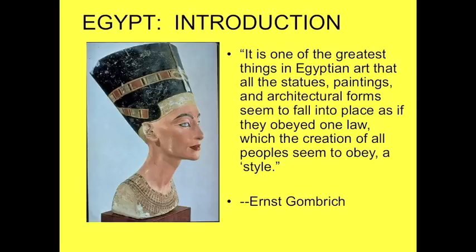But the first thing I'd like to do is call your attention to this quote by Ernst Gombrich, who is a great 20th century art historian. In looking at Egyptian art, he notices this: "It is one of the greatest things in Egyptian art that all the statues, paintings, and architectural forms seem to fall into place as if they obeyed one law, which the creation of all people seem to obey: a style." Now, Gombrich is talking about a period of over 3,000 years of an architecture following the same stylistic principles.